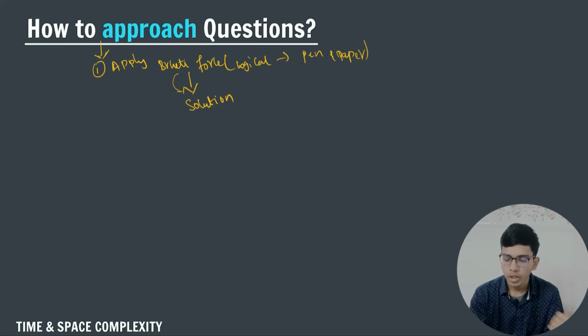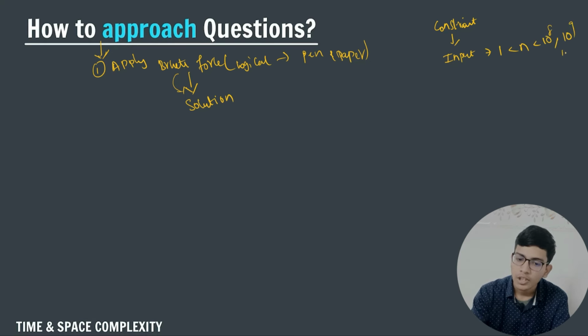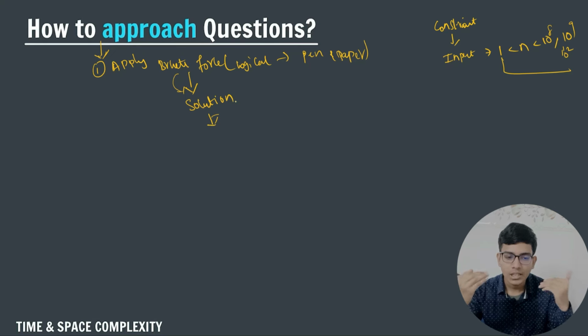On coding platforms, you can observe that some constraints are there. In a small box, they will give constraints such as the input should be from 1 to n, or 10 to the power of 8, 10 to the power of 9, 10 to the power of 12. So they are giving you a 10 to the power of 12 size array, and for that your code is taking too much time. So whatever solution you have obtained from brute force, it is not working, and for that you need to optimize. After getting the logical part of your code from the brute force, you have written the code.